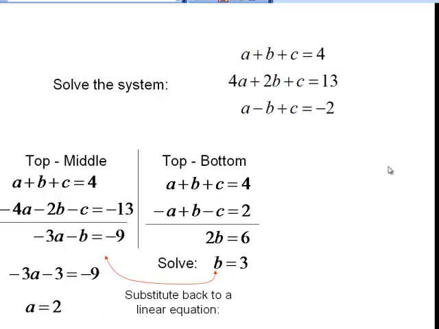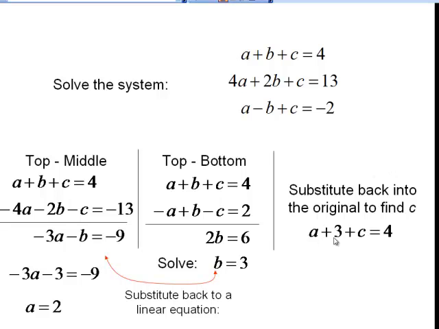A plus b plus c equals 4. A plus 3 plus c equals 4. I know a is 2. So it should be 2 and 3 is 5. Subtract, so c is negative 1. So it's 2, 3, and negative 1. So that's how you solve multiple equations.